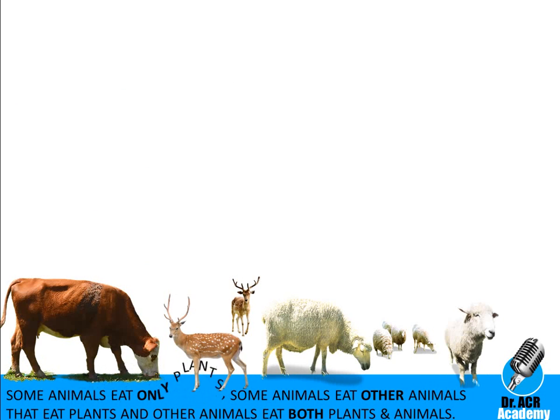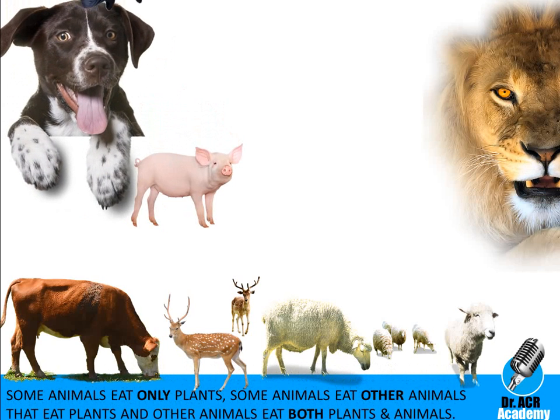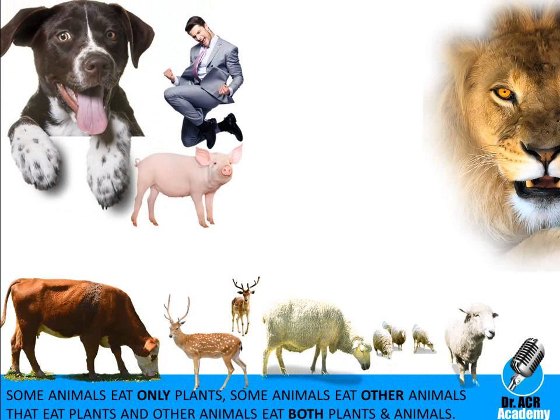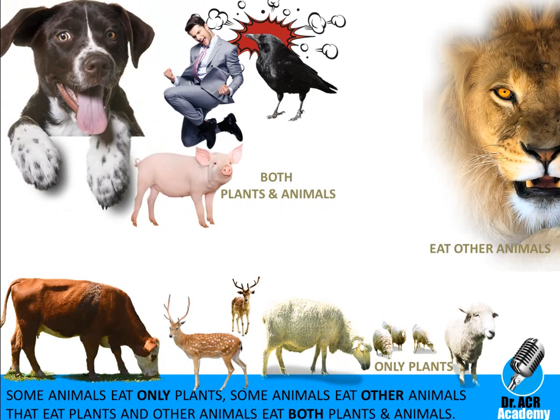Some animals eat only plants, whereas some other animals eat other animals that eat plants, and other animals eat both plants and animals. For example, pig, dog, human being, and crow are some examples which eat both animals and plants.